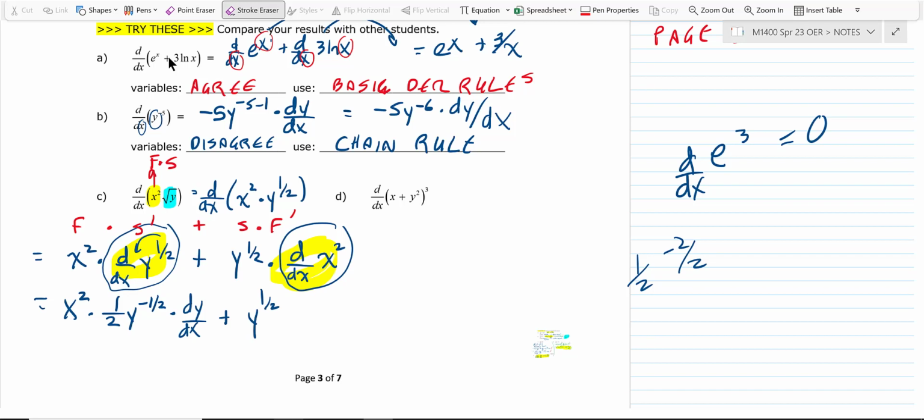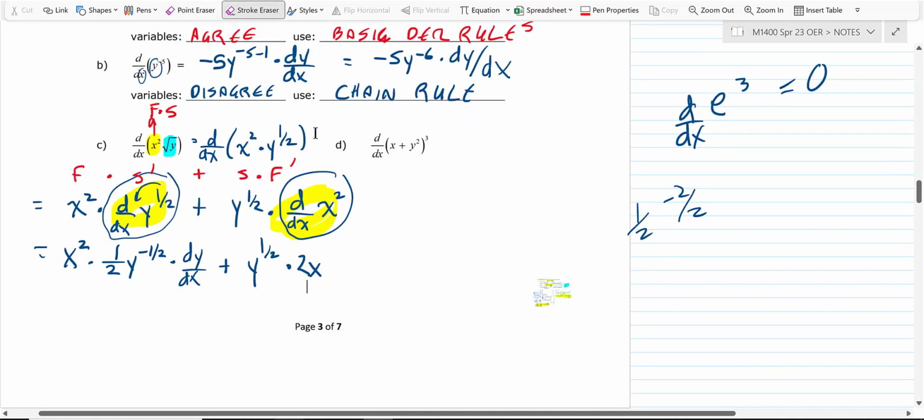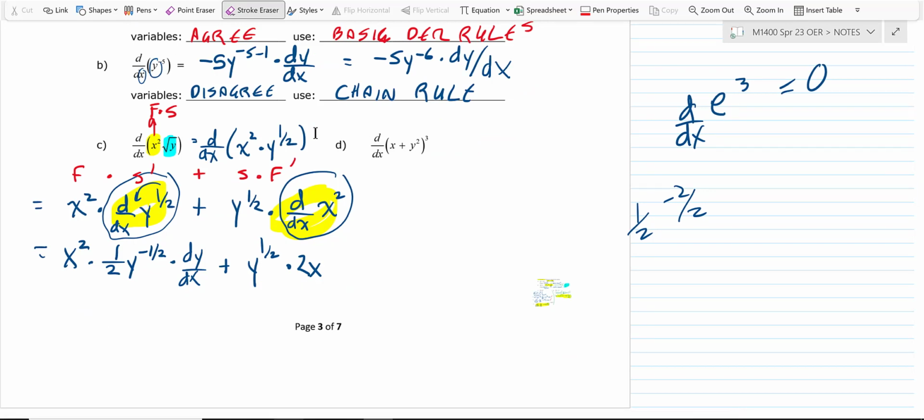2x. There is no dy over dx there because the variables agree. Okay, and that's good enough. We don't need to simplify that or anything. That's fine right there. You've done what I wanted to show you needed to do. Now I'll go ahead and show you a couple other things on this.